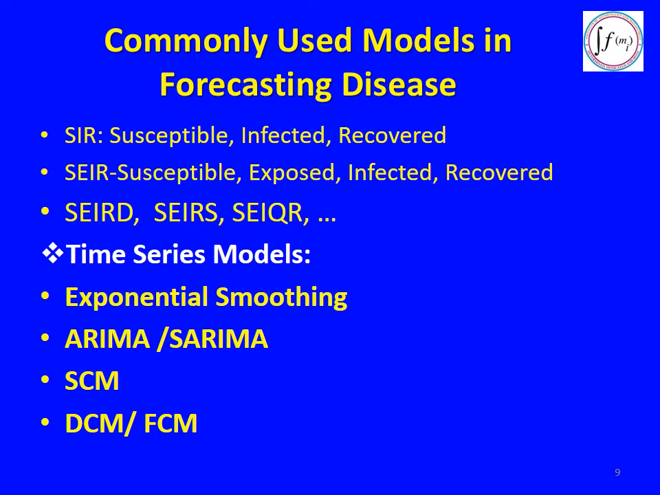At present, what are the commonly used models in forecasting disease? If we think about the present situation, COVID-19, the SIR model was highly applied, and the improved versions of the SIR model like SEIR, SEIRD, SEIRS, and so many other versions are there. In addition to that, time series forecasting played a vital role. Actually speaking, time series models were superior to the SIR and other versions of them. Among the time series techniques, exponential smoothing, ARIMA-SARIMA, and the summer circular model were highly successful.